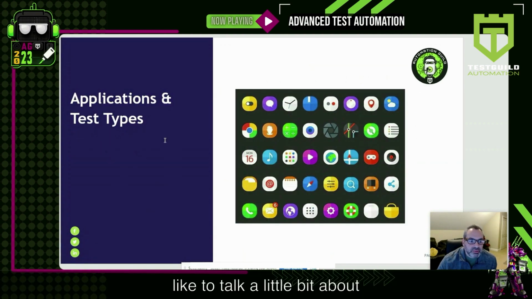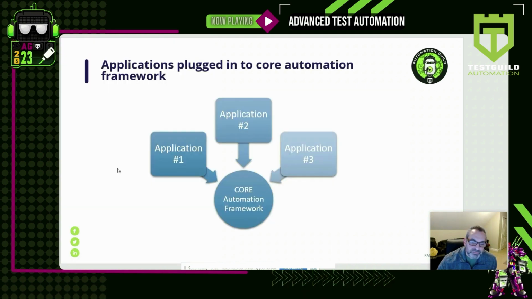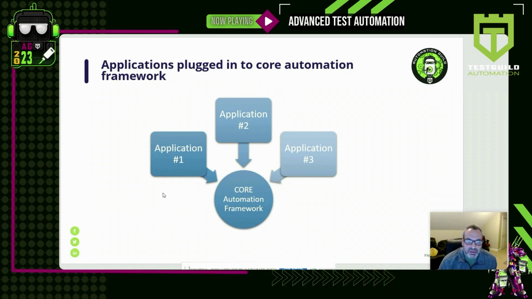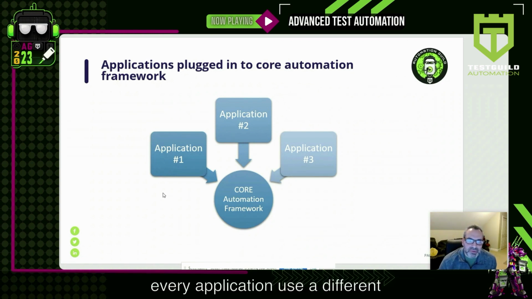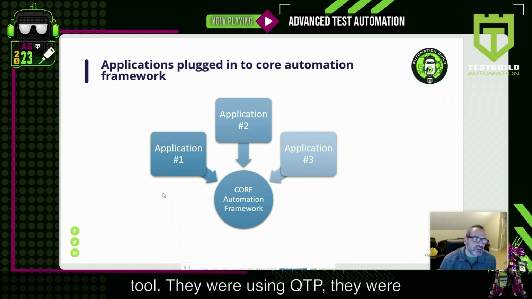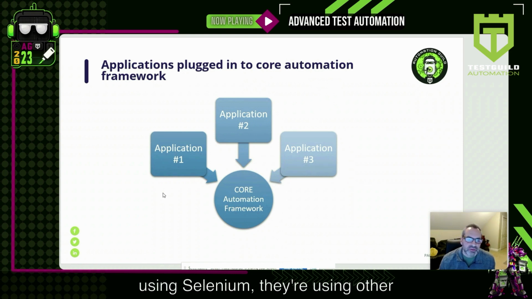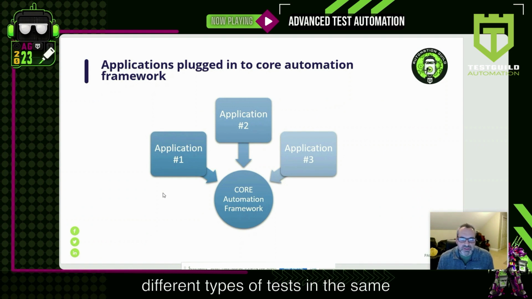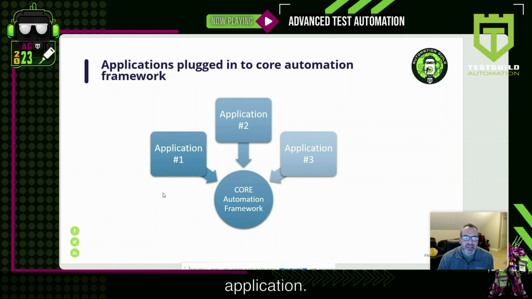I'd like to talk a little bit about applications and test types. When I started at Advantasure, every application used a different tool. They were using QTP, they were using Selenium, they were using other tools. And even with Selenium, they were using different frameworks for different types of tests in the same application. It was just a mess.